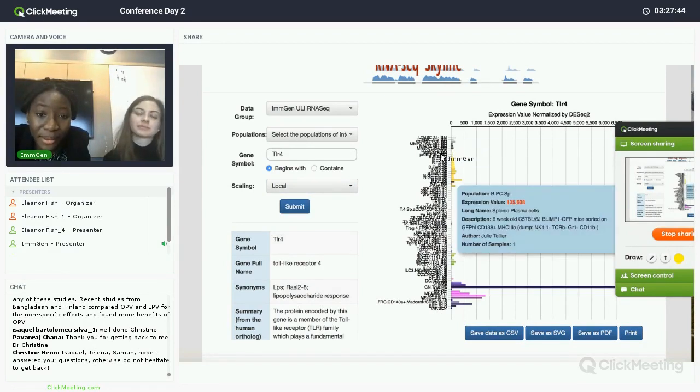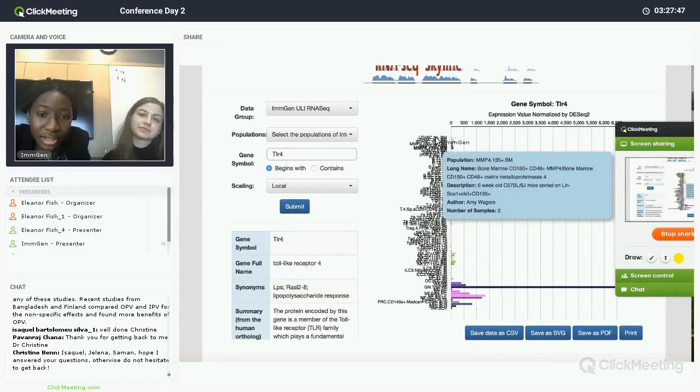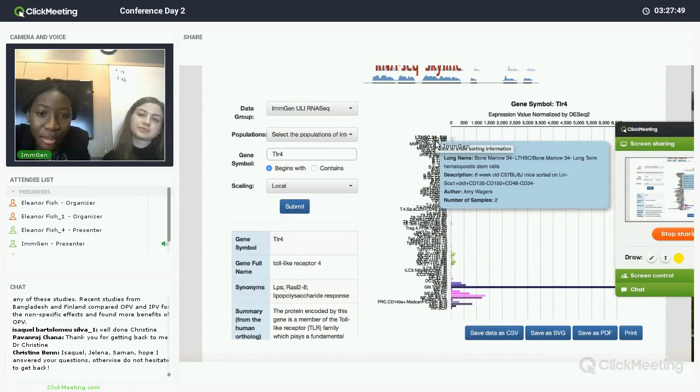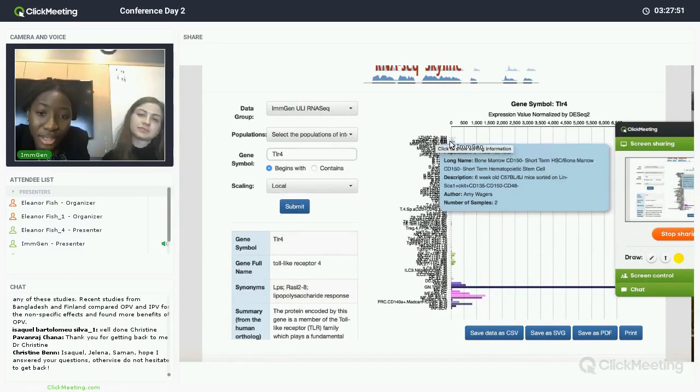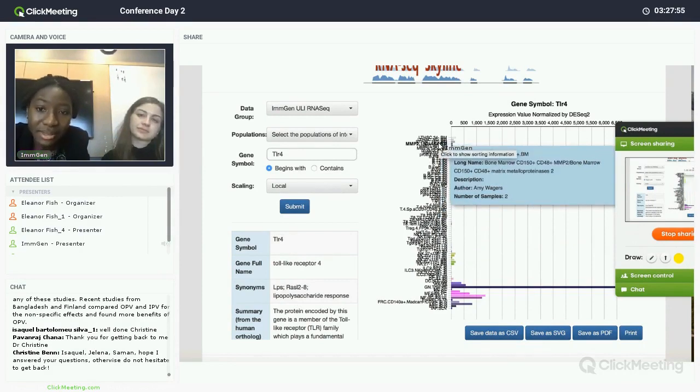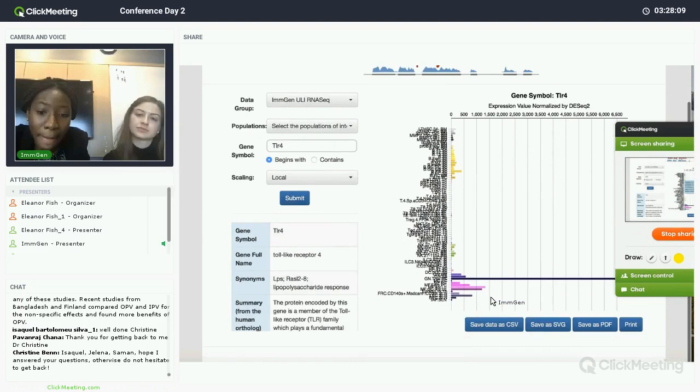So if you put the cursor over the cell population, then it can give you the long name of the cell, the population that you're looking at, because sometimes the nomenclature can be confusing, but you can see that. And also there are FACS plots available for you to sort these cells in your own lab.